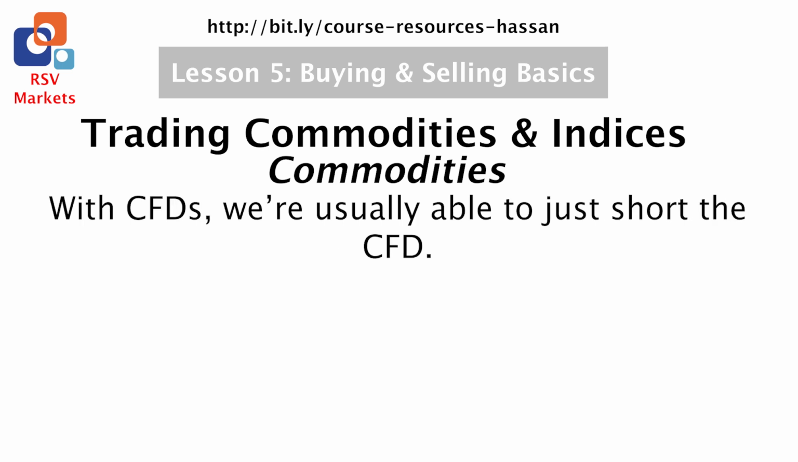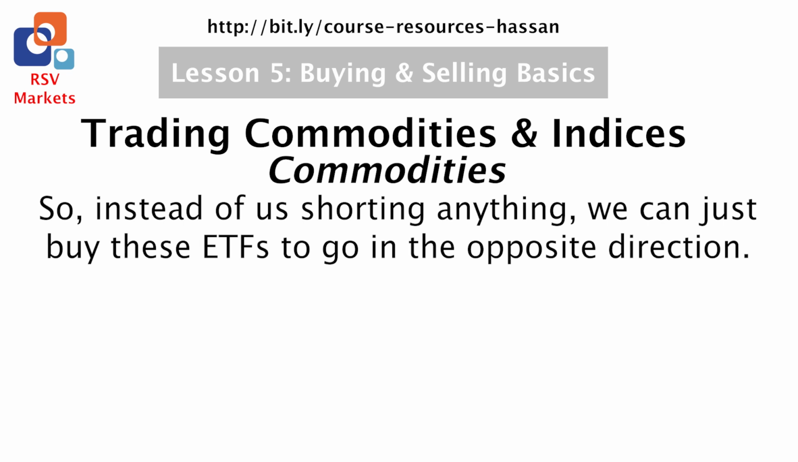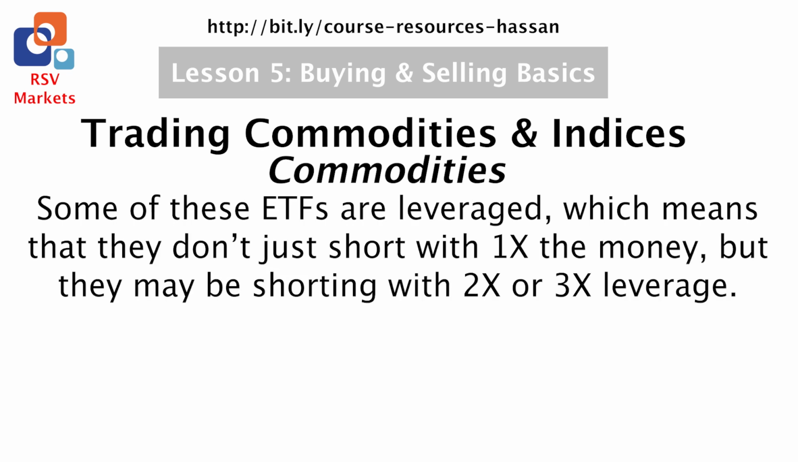Shorting commodities can also be done via CFDs or ETFs. With CFDs, we're actually able to short the CFD. With ETFs, not all brokers allow shorting ETFs, but there are inverse or contrarian ETFs which are purely for shorting the underlying asset. So instead of us shorting anything, we can just buy these ETFs to go in the opposite direction. Some of these ETFs are leveraged, which means that they don't just short with 1 time the money, but they may be shorting with 2 times or 3 times leverage.